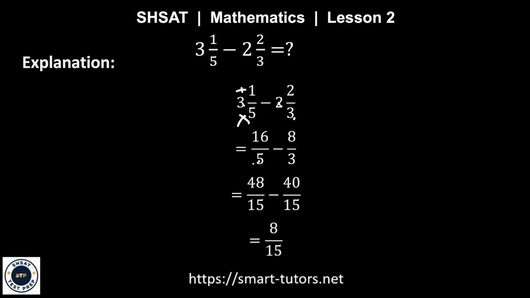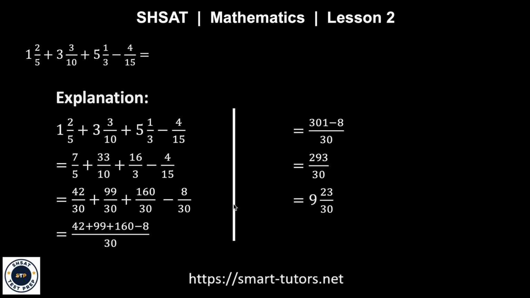The common denominator between 3 and 5 is 15. So what you need to multiply 5 by to get 15 is 3, and what you need to multiply 3 by to get 15 is 5. So now you have 48 over 15, and 8 times 5 is 40 over 15. If you subtract, that gives you 8 over 15. Make sure that you understand that.